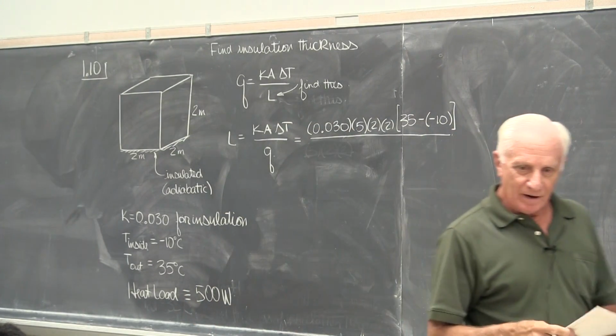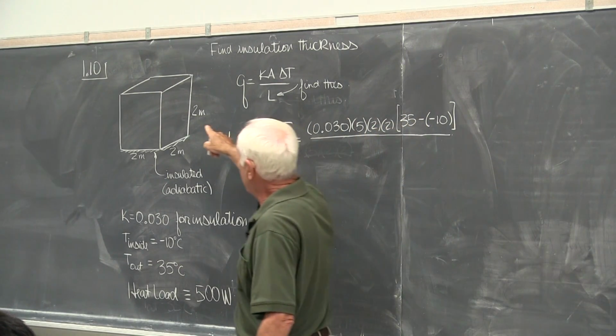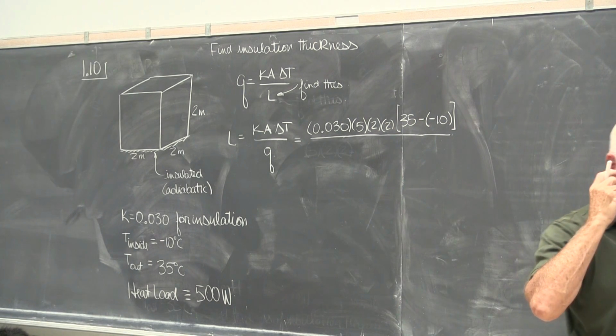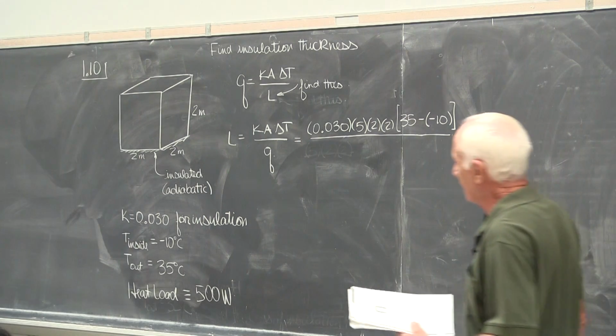35 degrees C outside is about 95 degrees Fahrenheit, a hot day. So outside our freezer is 95 degrees Fahrenheit. The inside of the freezer, minus 10 degrees C, is 14 degrees Fahrenheit. So inside the freezer, 14 degrees Fahrenheit.